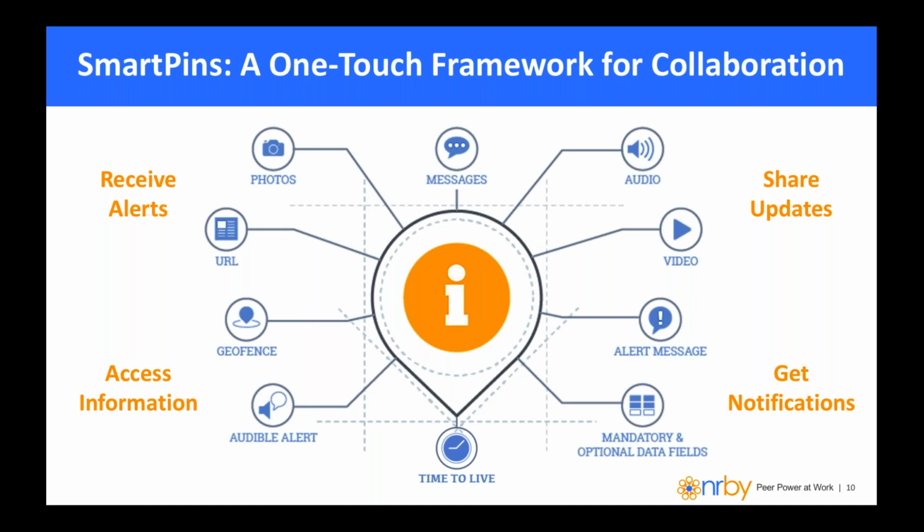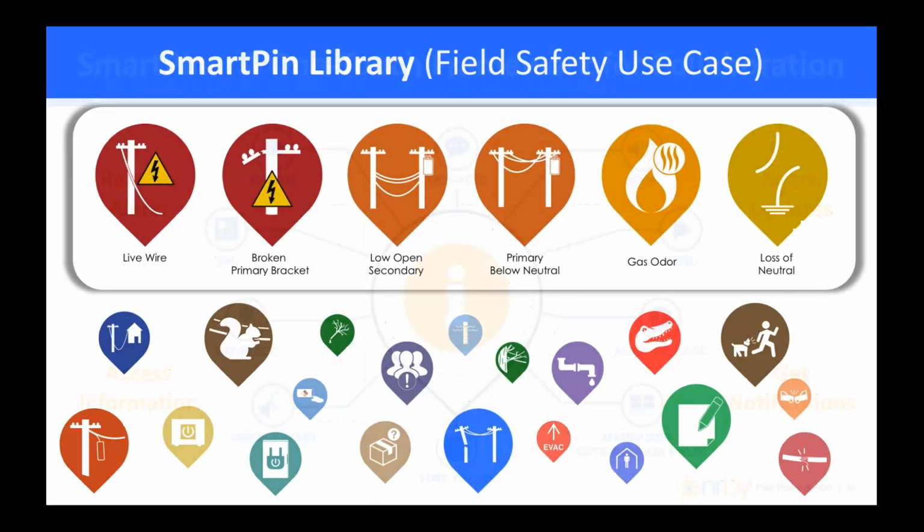Instead of typing a text, they might want to record an audio track or capture a video on their phone. They might be receiving alert messages or ongoing notifications about updates from the centralized response team. And on occasion, there might be a mandatory data field to be filled out to give critical information back to the response team about how to respond to this threat. So that's a Smart Pin, a highly intelligent, one-touch framework for collaboration.